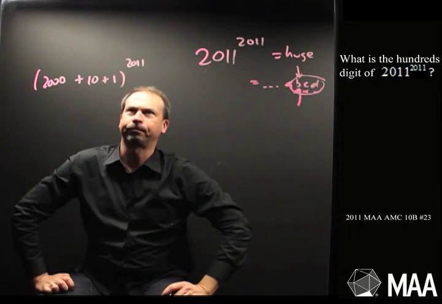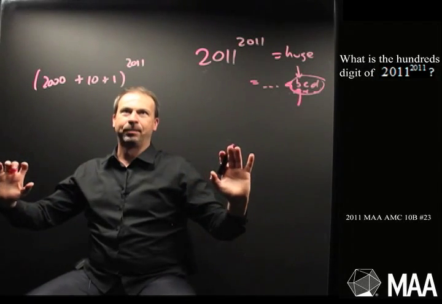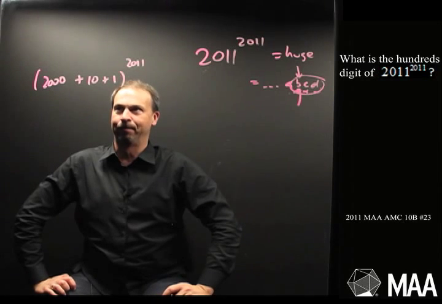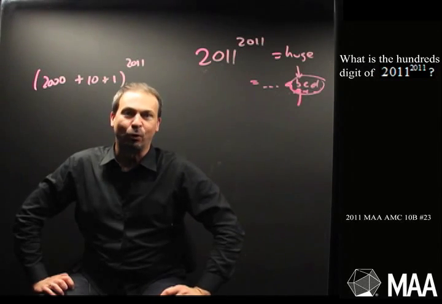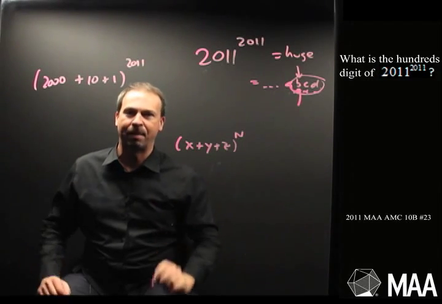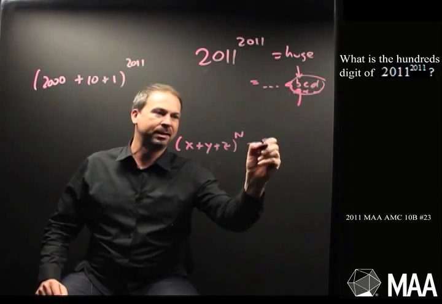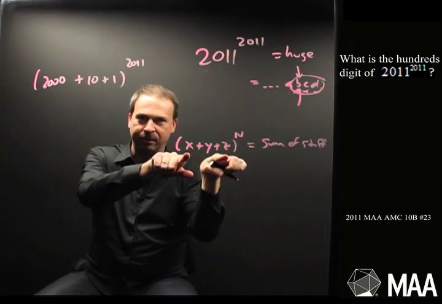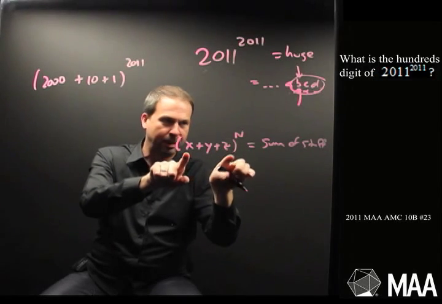What can I do though? All right, this does remind me of a piece of mathematics. It reminds me of the binomial theorem. In fact, it reminds me of the trinomial theorem. That is, if I take some quantity, say x plus y plus z, and raise it to the nth power, it is going to be a whole sum of stuff, all the different combinations of powers of these things. In fact, I even know the formula.